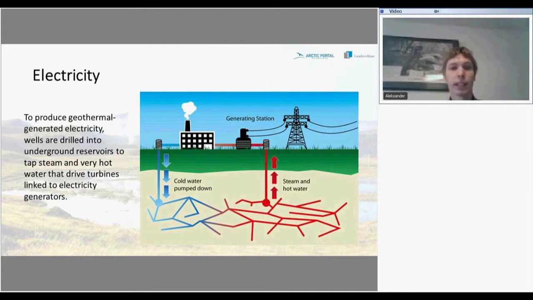Here is a simple slide about electricity production. To produce geothermal generated electricity, wells are drilled into underground reservoirs to tap steam and very hot water that drive turbines linked to electricity generators. After the generator, cold water is pumped back underground. The wells are usually very deep. They are a mile or even deeper than a mile.